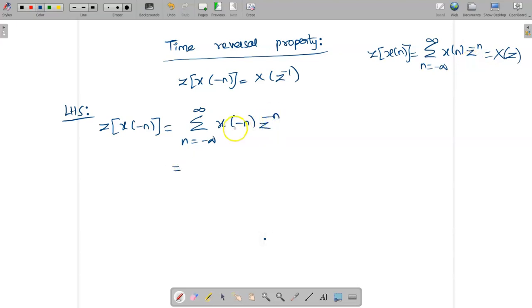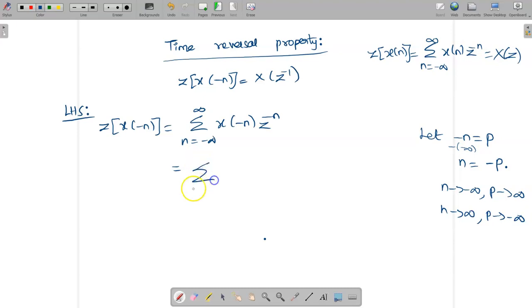Okay. So here again, as I said before, only one variable should be there in the functional value, and it should be a positive one. So let us consider minus n equal to some other variable p. So now n becomes minus p. Okay. So what happens to the limits? When n tends to minus infinity, minus of minus infinity becomes plus infinity, so p tends to plus infinity. When n tends to infinity, p tends to minus infinity.